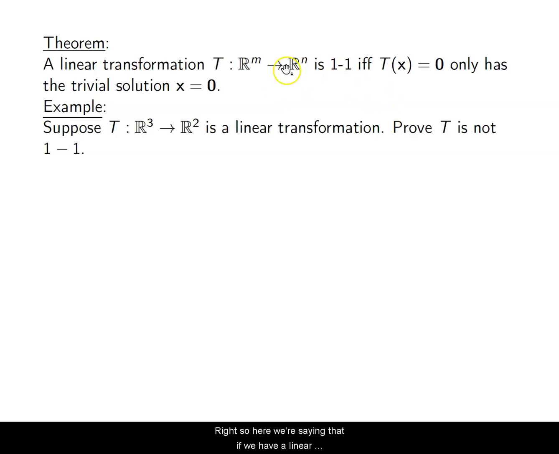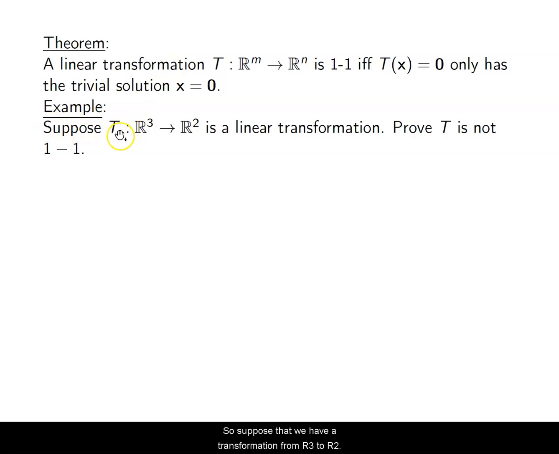zero, right? So here we're saying that if we have a linear transformation where we plug in x to our transformation and get the zero vector out, right? Very similar to a linear combination with 0 on the right hand side, okay? Having only the trivial solution, right? So this is very, very similar, if not identical, to our definition for linear independence.